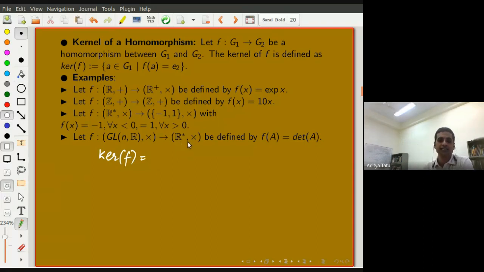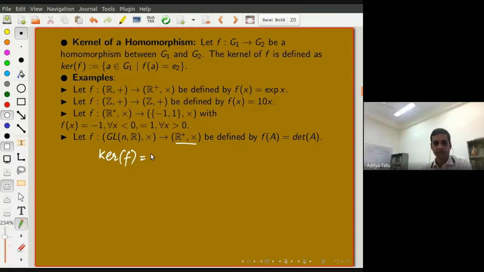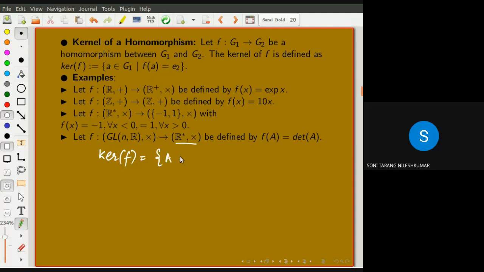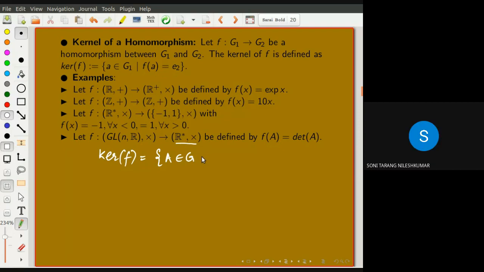What is the identity element in G2? It is 1. Right? So what is the kernel of F? I, of course, is an element in the kernel of F, but is that the only element? All except identities.